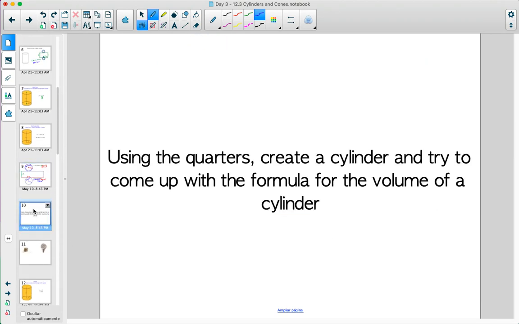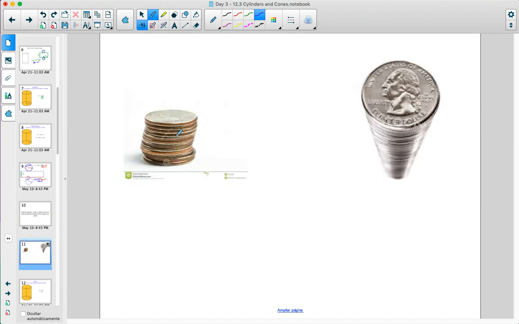Okay, here's what I want you to think about. If you have any coins, preferably quarters because they're bigger circles, or you can use pennies or dimes, go ahead and find them. Now that you found them, create a cylinder and try to come up with the formula for the volume of the cylinder. Hopefully you stacked up the quarters and they created this tower, this cylinder. Remember, volume is if you take water, like in a water bottle, and pour water inside, it's the liquid that it contains.